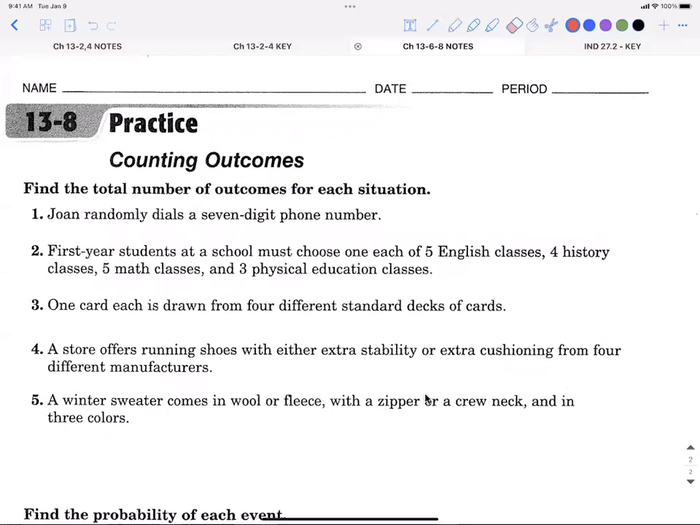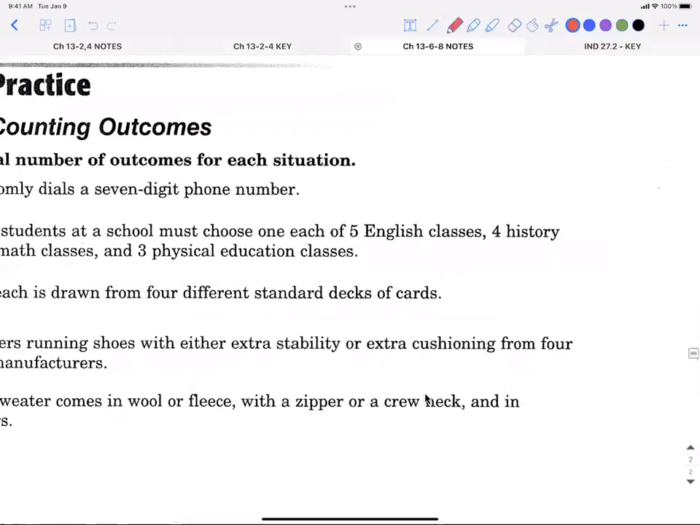So we've got Joan randomly dials a 7-digit number. Well, I'm going to actually put each time. So her first digit, her second digit, her third, her fourth, her fifth, her sixth, and her 7th, right? She's got 7 times she's going to punch in a number. The first time she punches in a number, thinking about a keypad or a phone dial, how many possible numbers are there? There's 10. Yep, there's a 0 in there.